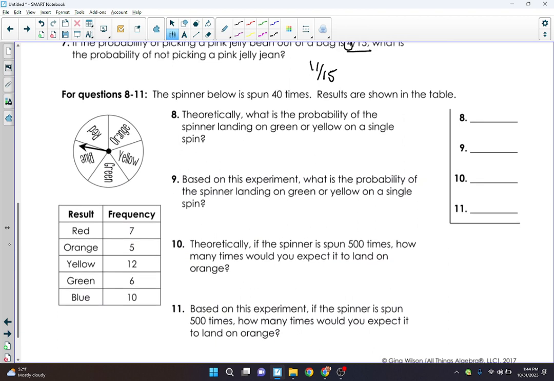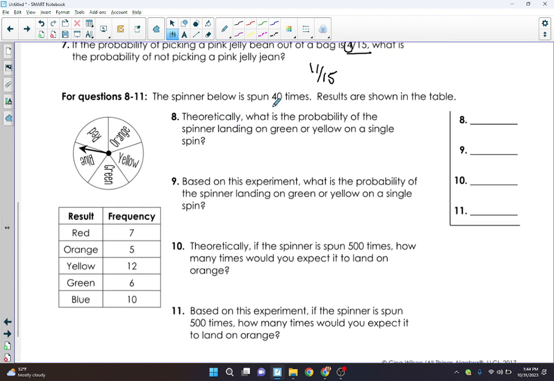Next one. The spinner below is spun 40 times. Keep that in mind. Results are shown in the table. So you should know that this is a total of 40 things, okay? All right, theoretically, what is the probability of landing on green or yellow? Remember, it's or. So green or yellow on a single spin. There's only one green and one yellow, so that's 2 out of 5.